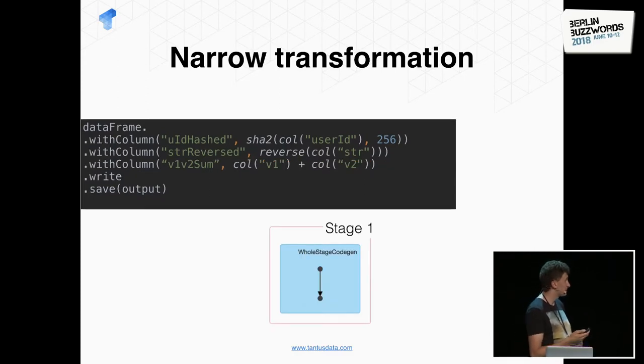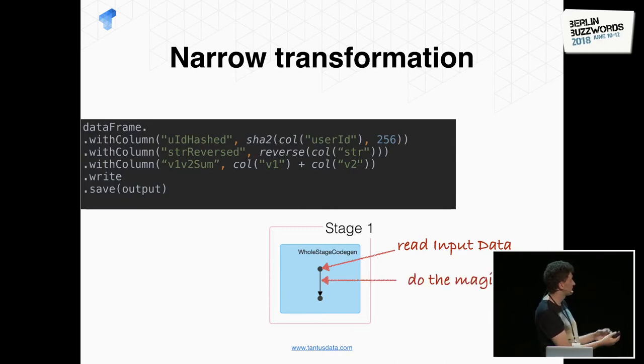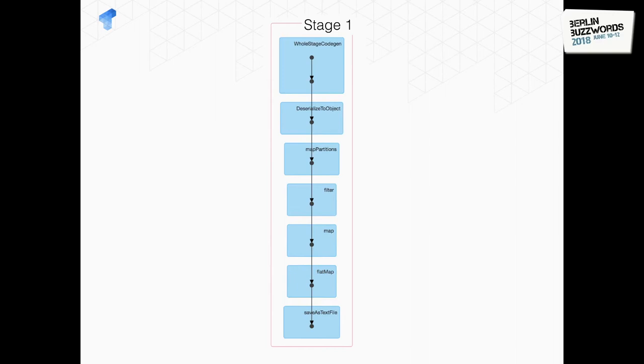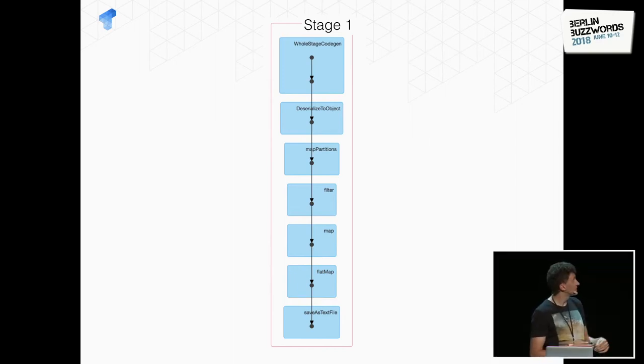What that means is that Spark will read the input data, it will squeeze all these operations together, it will do the magic code generation to run it in a performant way, and it will write the result. So the point is that these kinds of operations can be squeezed together and executed locally to each partition. Your execution plan might look slightly more complex, but as long as these operations are in the context of a single stage, they will be executed locally.